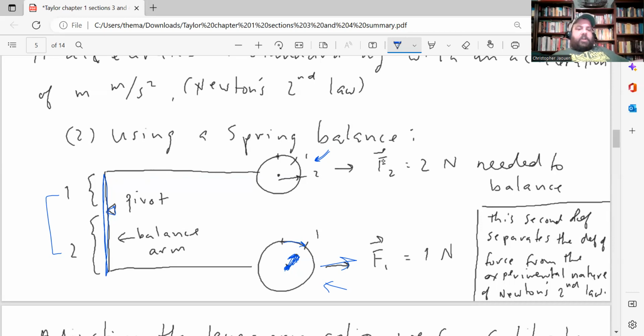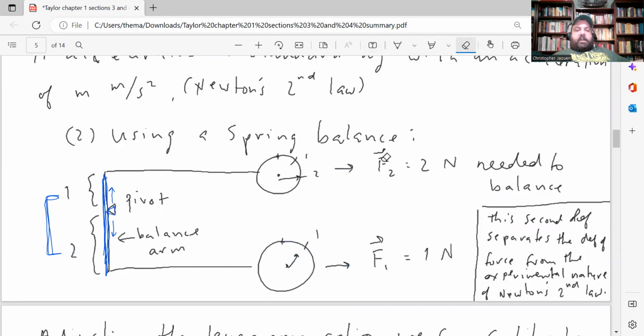So for example, if the ratio is 2 to 1, then the force that you'd have to apply over here, F2, would have to be 2 Newtons in order to keep the spring balance level. And if you move the pivot so that the ratio of the lever arms changes, then the force that you have to apply to the second spring will change accordingly. So you can measure any force using this spring balance device.